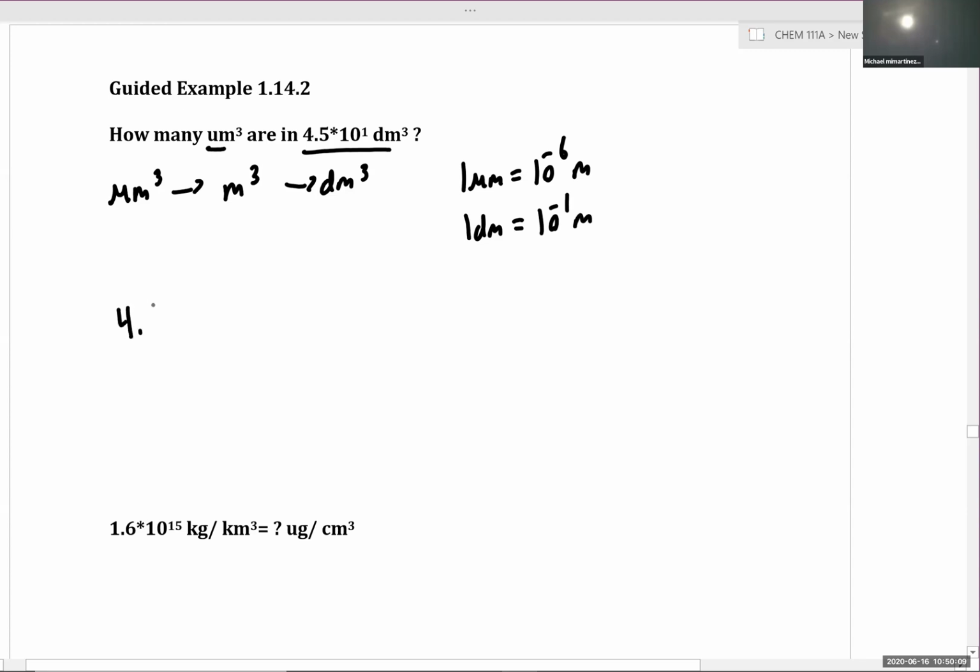So writing out our number with our units, 4.5 times 10 to the 1st decimeter cubed, we know that we need units of meter. Oh, I have this reversed. Oops. We're starting with decimeter cubed and we're ending with micrometer cubed.